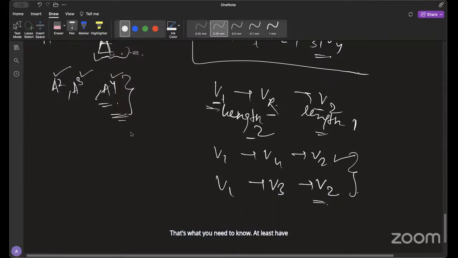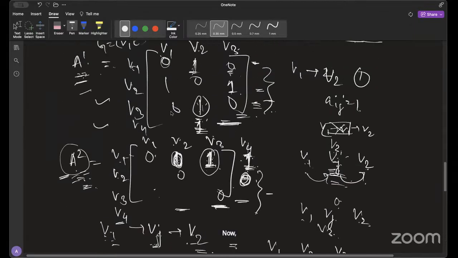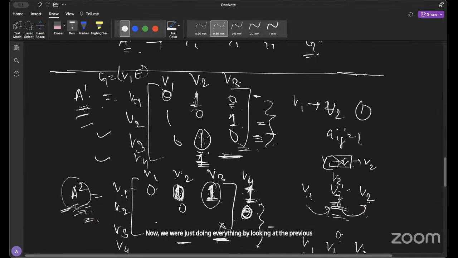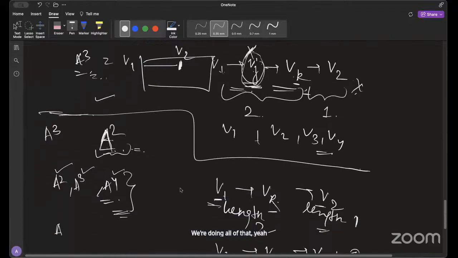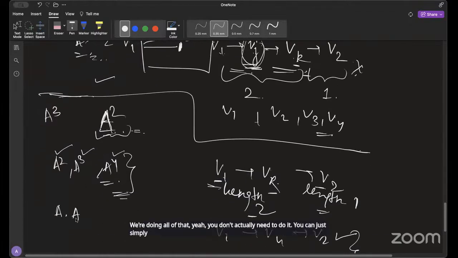At least have a basic idea of it. You don't have to get into the depth of it. And then you can just directly calculate a square. So now we were just doing everything by looking at the previous graphs. To construct a square, we were looking at this thing. If there's one from here, and then there's one here. We're doing all of that here. You don't actually need to do it. You can just simply matrix multiply these two things.